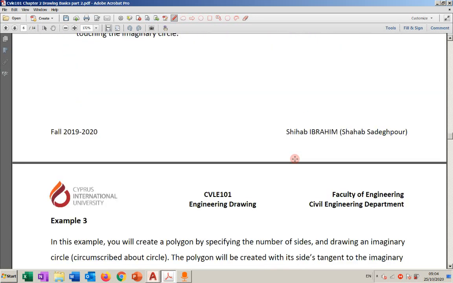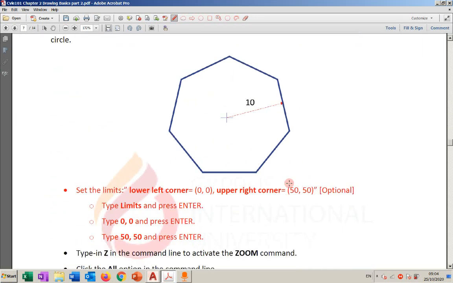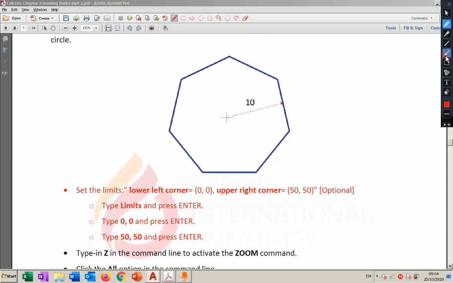Let's look at something else. This is the example. From the center here it's 10. So what does it mean? I will draw the same thing from the center to the wall. This one is 10, this is 10, and so on. 10, like this, 10.